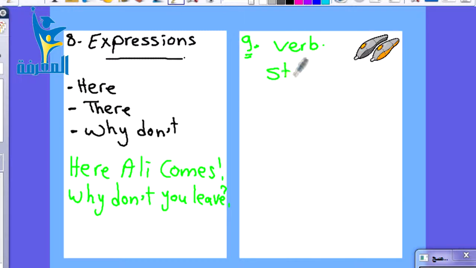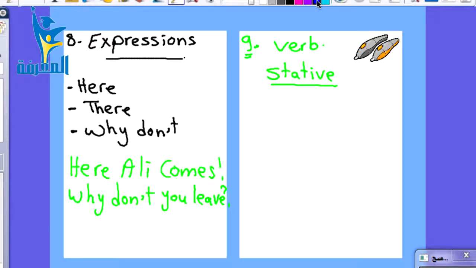Stative verbs. As we know, there are some stative verbs in English that can't be put in the continuous shape. So, if we are talking about a present action or a present event, and we want to use one of these verbs, we shall use them in the present simple shape.